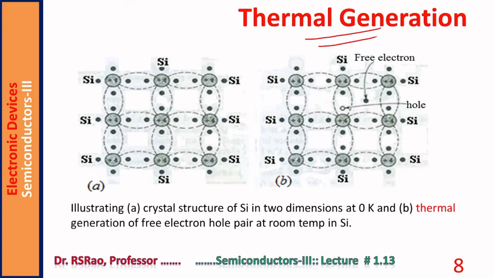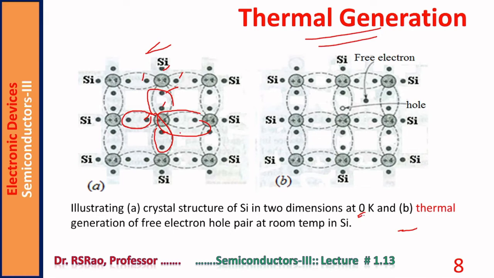Thermal generation is explained through a diagram here. Crystal structure of silicon: 4 electrons in the outer orbits, 4. Here also 4. 4 covalent bonds. Each atom is surrounded by 4 covalent bonds. Its 4 outer orbital electrons are in the 4 covalent bonds. They are not free, so free electrons are not available. So conductivity is 0. But this state of affairs exists only at 0 degree Kelvin.